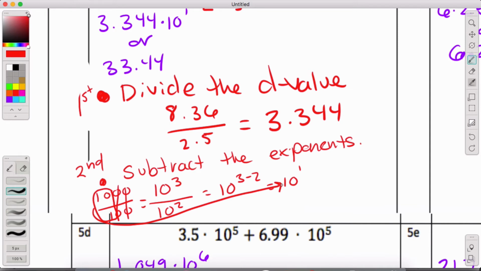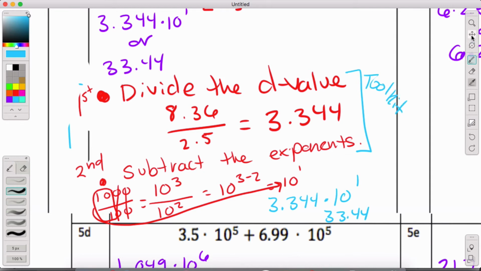So all in all, what you end up having is 3.344 times 10 to the first power, which in standard form is the same thing as 33.44. So there you go. There's a little bit of explanation. So if you want, you could probably put these two steps, divide the d values and subtract the exponents, on your toolkit. That might be a good thing to put on there.